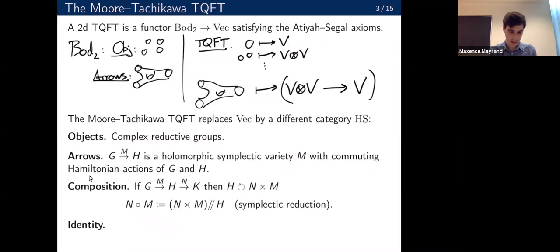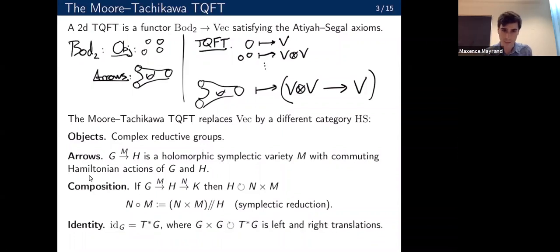Now to specify a category, you have to specify what is the identity of an object in this category. So an identity for a complex reductive group G is an arrow from G to G, which in this definition just means a manifold with two commuting actions of G and G. Or in other words, a Hamiltonian action of the product G times G. And the obvious candidate would be to take the cotangent bundle, where this action is just left and right translations. So the lift of the action by left and right multiplications to this cotangent bundle.